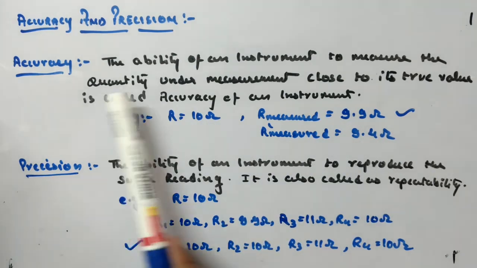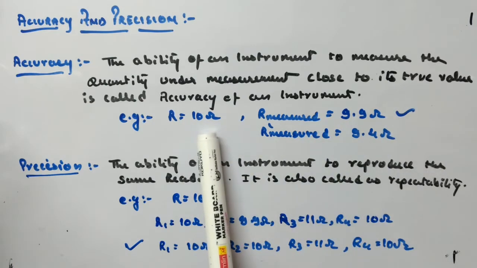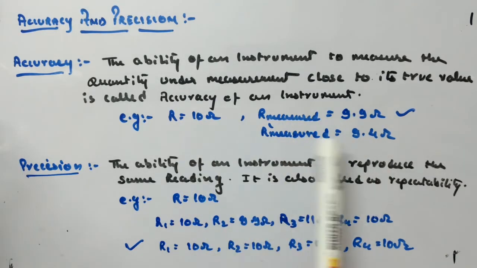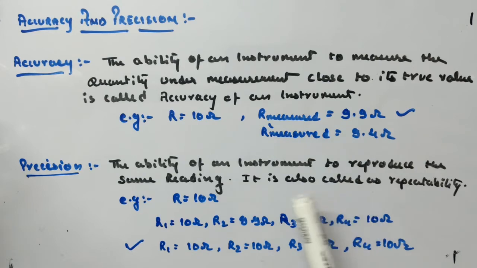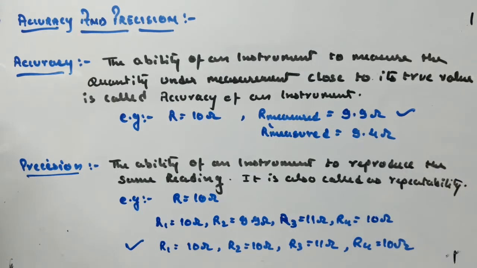Okay, so the quantity under measurement is resistance, its true value was 10 ohm, and how close the reading is defines the accuracy. Instrument 1 is producing a value very close to the true value, so this means the first instrument is highly accurate, and the second instrument is less accurate. Okay, so precision, if you will see, is the ability of an instrument to reproduce the same reading again and again, and it is also called the repeatability of the instrument.